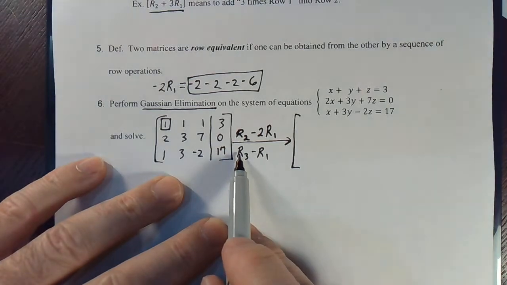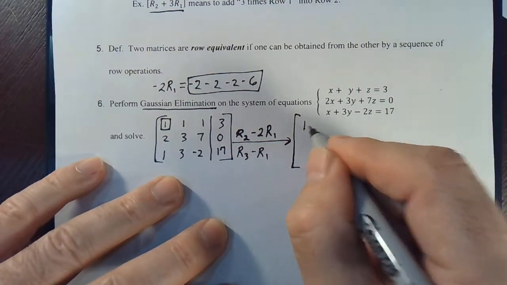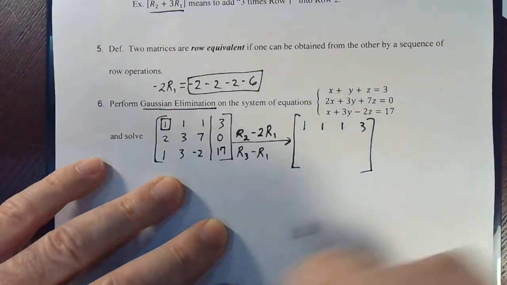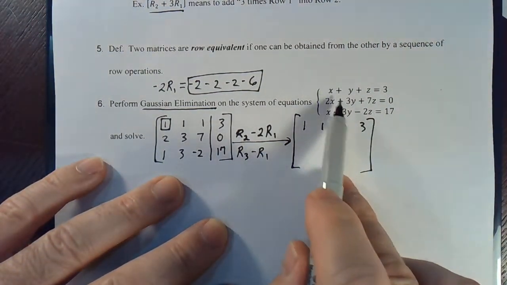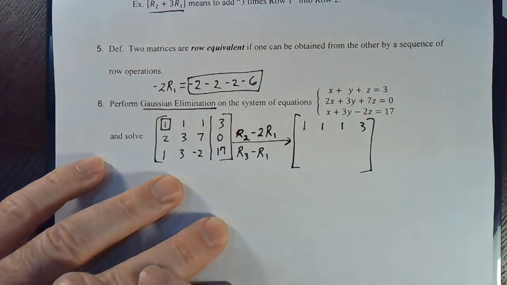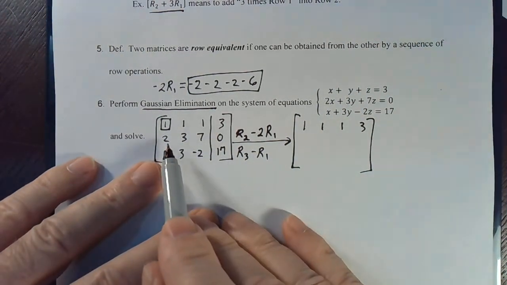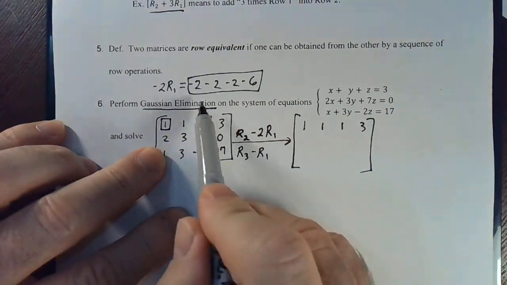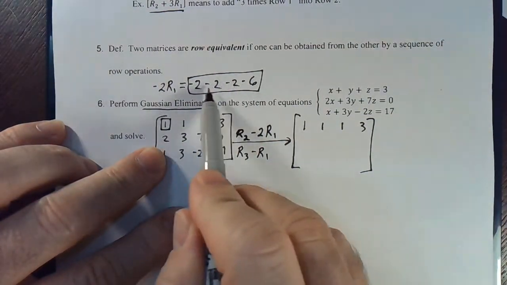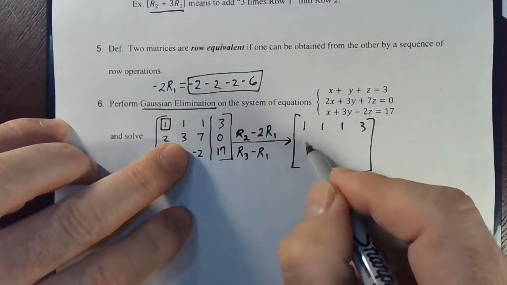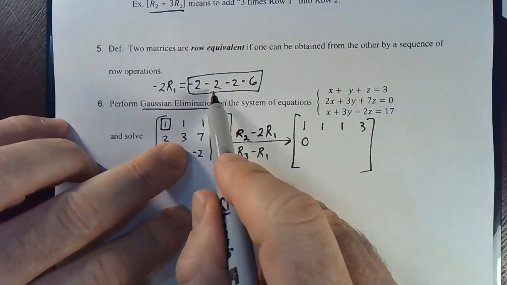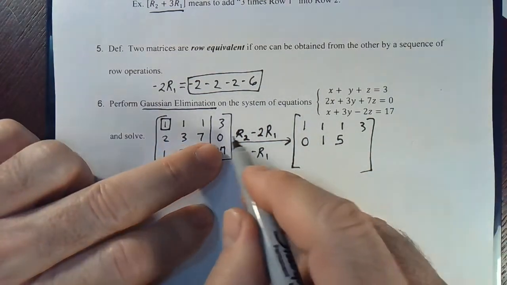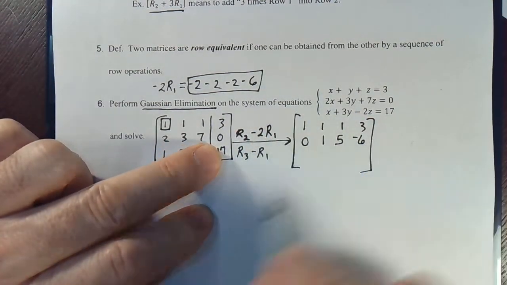Notice row 2 and row 3 are changing. Row 1 does not change. 1, 1, 1, 3. I'm having to go down a little bit of an angle to avoid this. Sorry about that. Okay, so row 2 minus 2 row 1 is going to be the same as row 2 plus negative 2 times row 1, which is right here. So we'll get a 0, and then a 3 and a negative 2 is a 1, 7 and negative 2 is a 5, 0 and negative 6 is a negative 6.